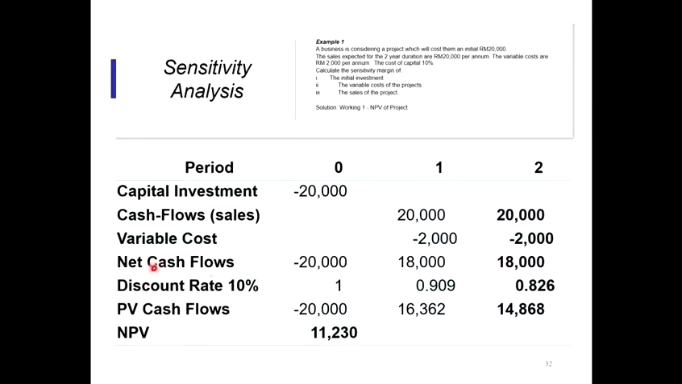And then you akan dapat net cash flow lah. So year 0 kita akan ada cash outflow 20,000. Year 1 kita akan ada cash inflow 18,000, and so as year 2 also. So sekarang kita kira NPV.